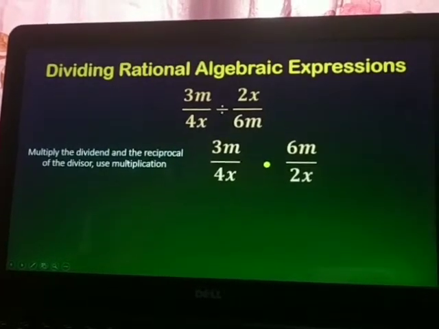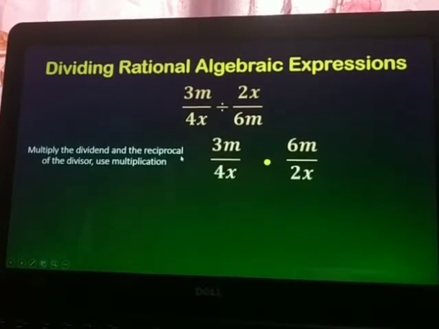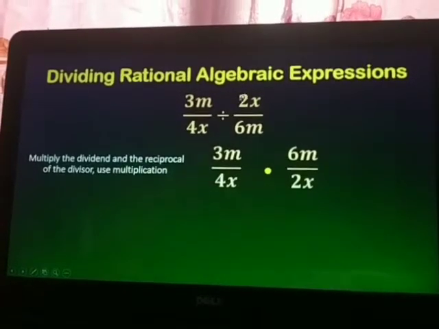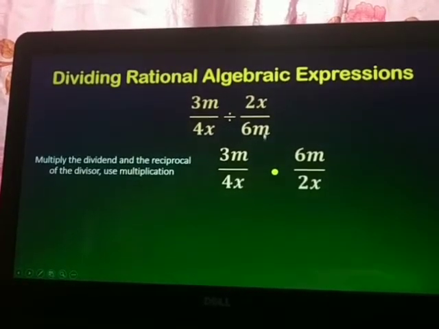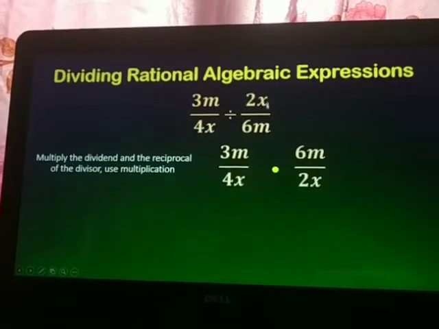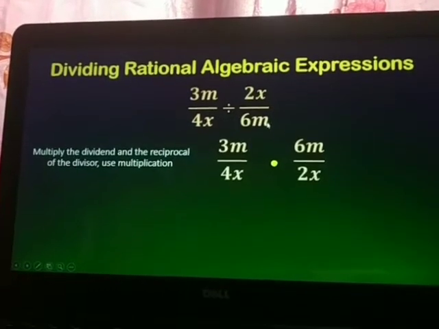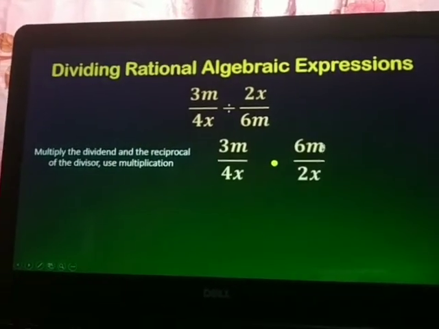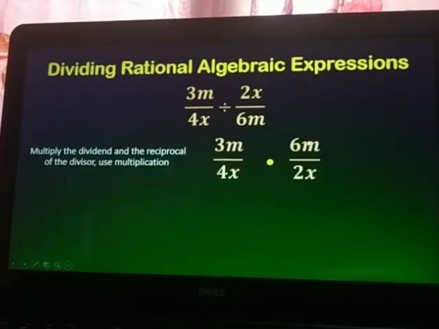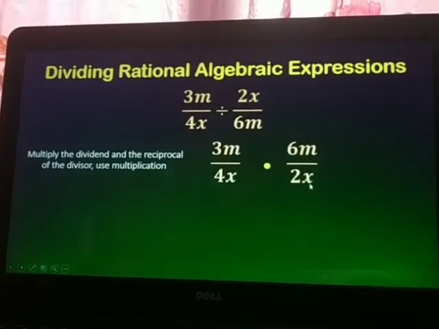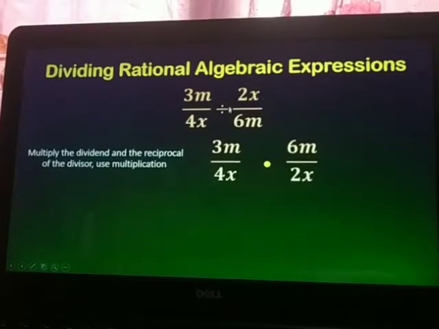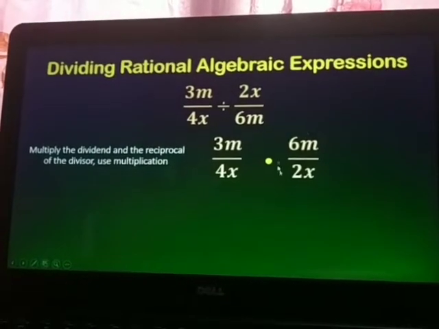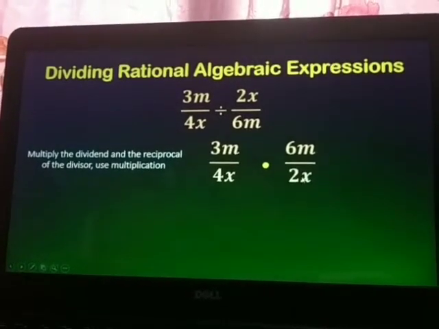There. And then reciprocate or flip your divisor. Your divisor 2x over 6m must be flipped. The denominator must become the numerator, and the numerator must become the denominator. In this case, 6m is already the numerator. 2x becomes your denominator. Flip your divisor. And so this became 6m over 2x.